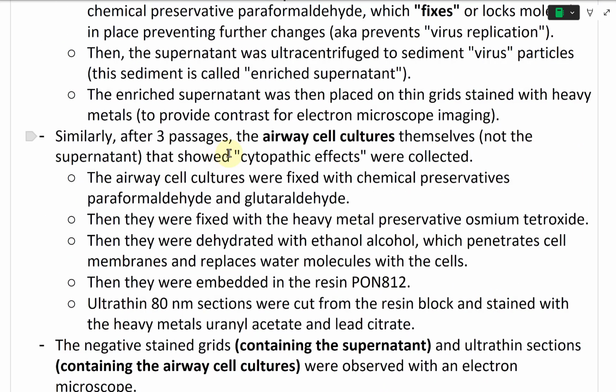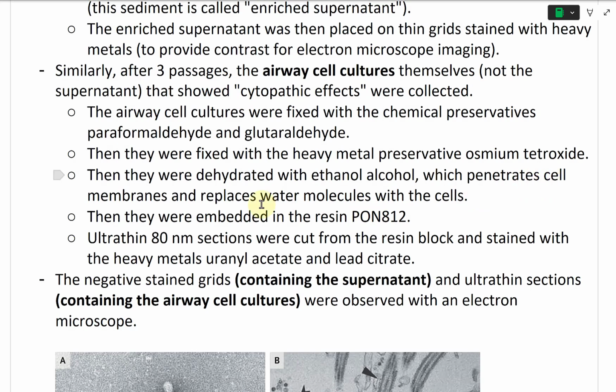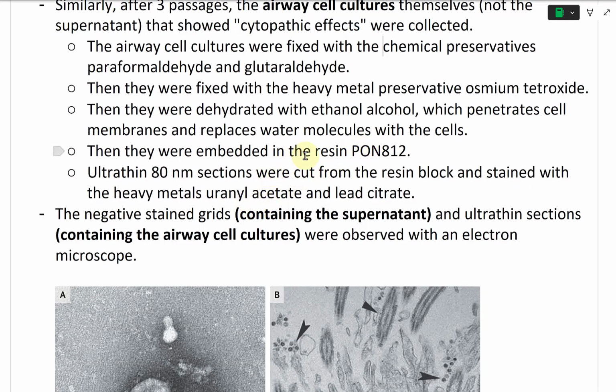And similarly, after 3 passages, the airway cell cultures themselves, and not the supernatant, that showed cytopathic effects were collected. The airway cell cultures were fixed with the chemical preservatives paraformaldehyde and glutaraldehyde. Then they were fixed with the heavy metal preservative osmium tetroxide. And they were dehydrated with ethanol, which penetrates cell membranes and replaces water molecules within the cells.